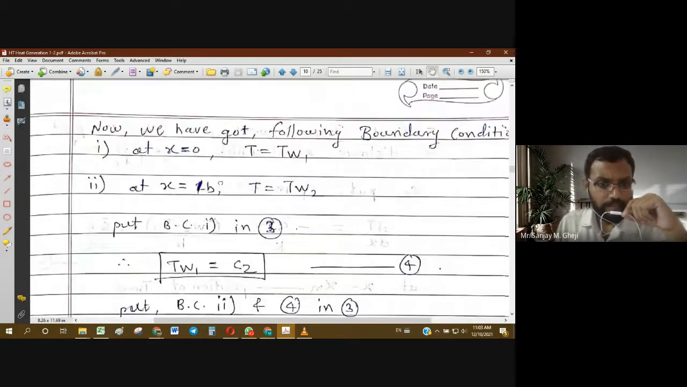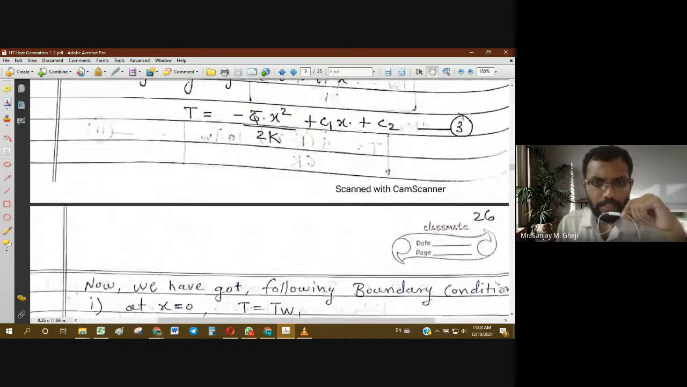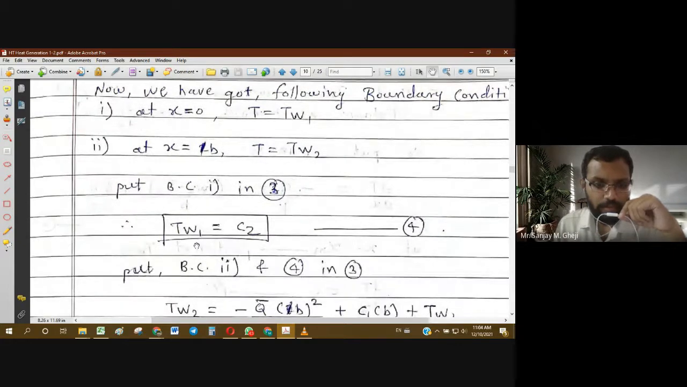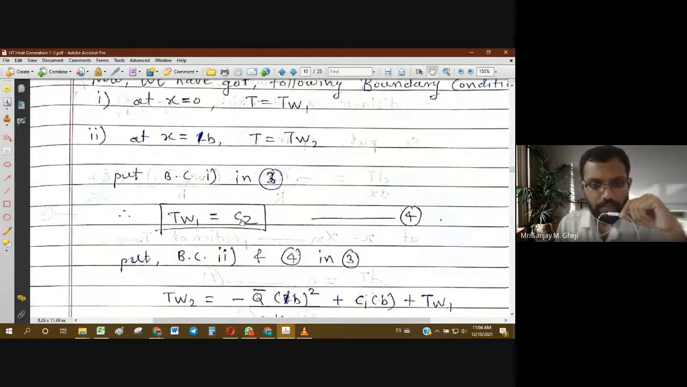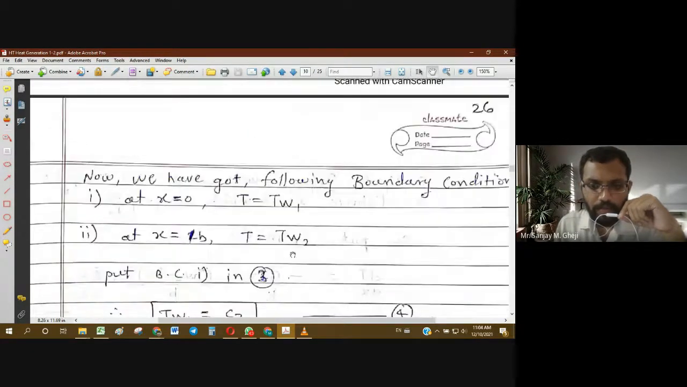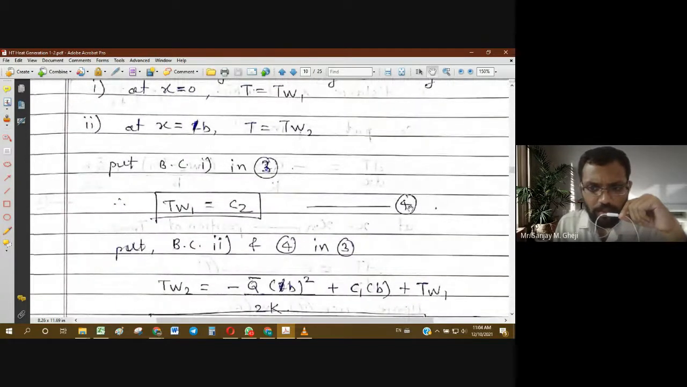So in equation 3, you put x equal to 0. This term becomes 0 because 0 square is 0, and 0 into anything is 0. So we are left with only C2. So C2 is equal to TW1, because at x equal to 0, temperature is TW1. So constant C2 is very simple, it is TW1. Now using this, we have to obtain constant C1. So this is equation number 4.